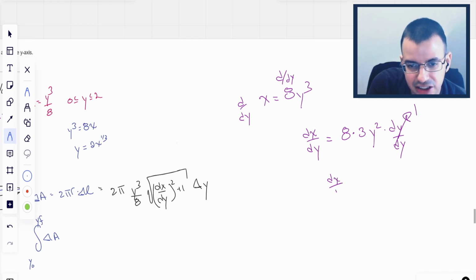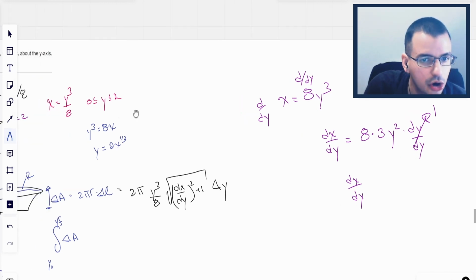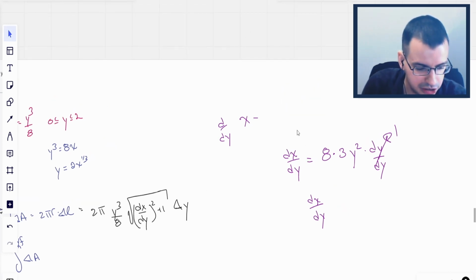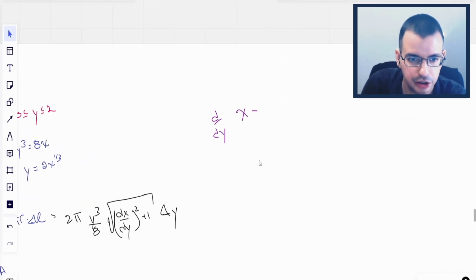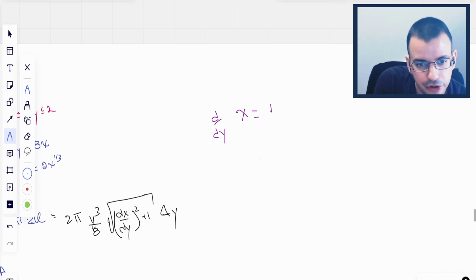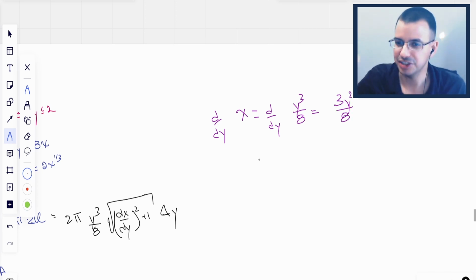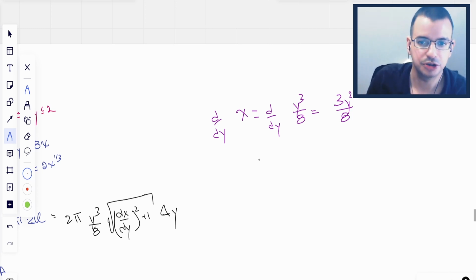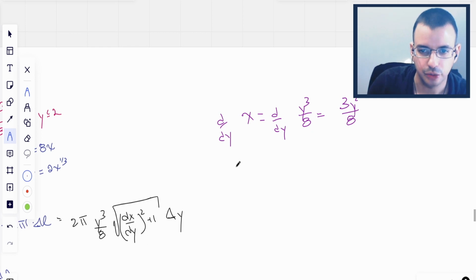So dx dy, oh, it's divided by 8. Fail. Equals derivative with respect to y of y cubed divided by 8. There we go. And that becomes 3y squared over 8. And then we have derivative interior dy dy. The derivative of y with respect to y is 1. So we just don't worry about that.